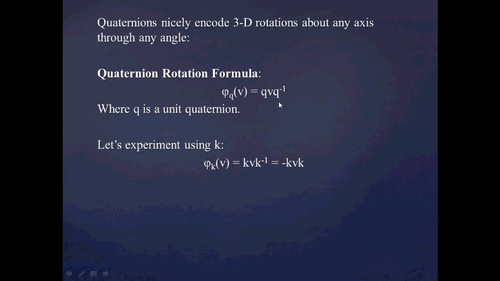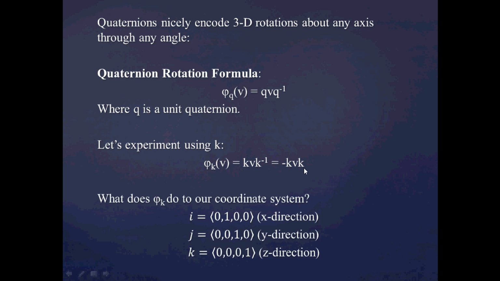Now let's play around with this formula a little bit. Let's say I pick k as that unit quaternion, and I associate the following rotation function, phi sub k. And I'm going to input some vector v. So that means that the rotation formula is going to be k v k inverse. Now k inverse is just minus k, so the rotation formula is going to be minus k v k.